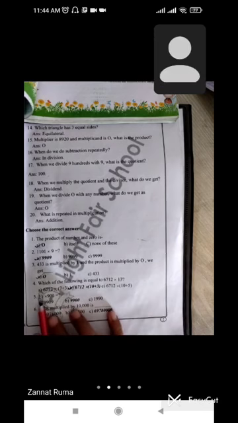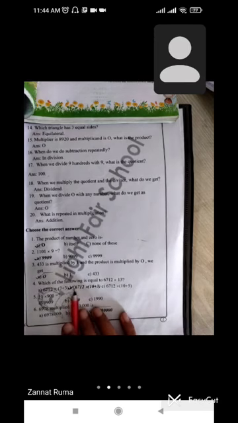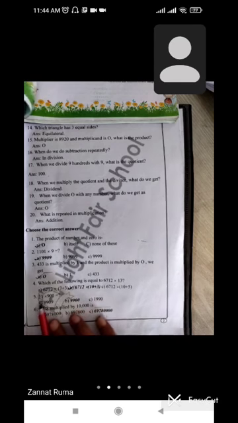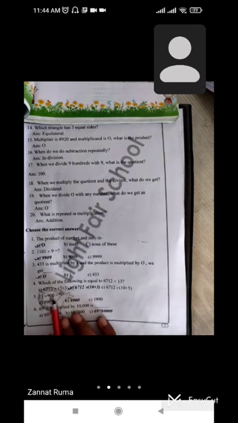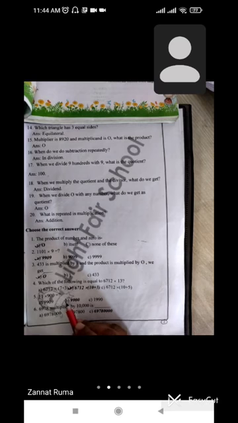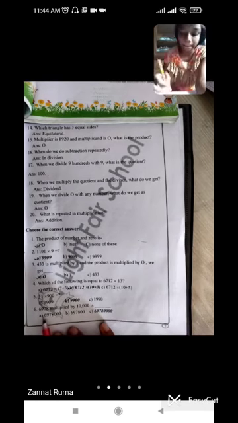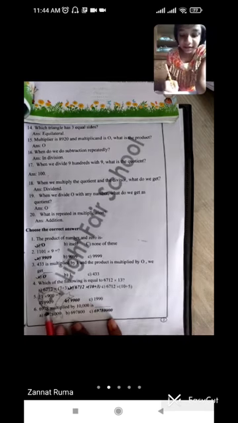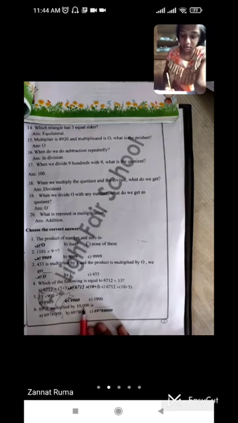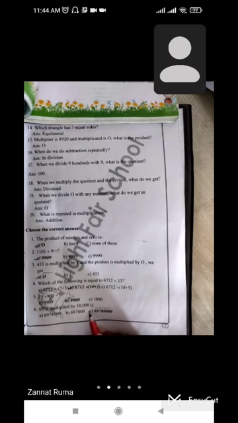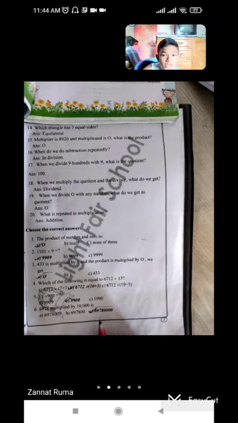Okay, number 5. 11 into 900. Answer will be B. Okay, number 5 answer B. Number 6. 6,978 multiplied by 10,000, the answer will be C. Okay, put tick mark on C.